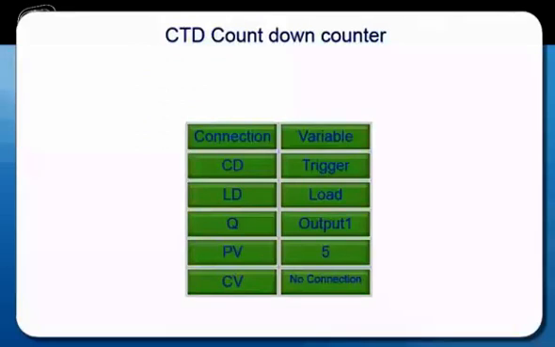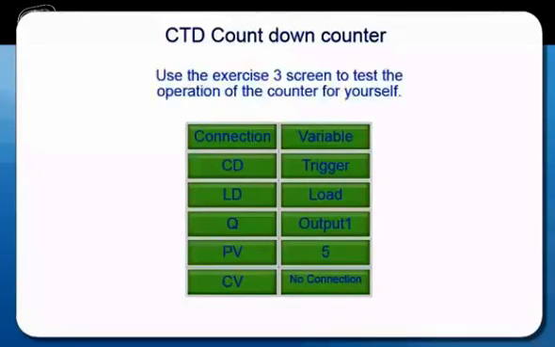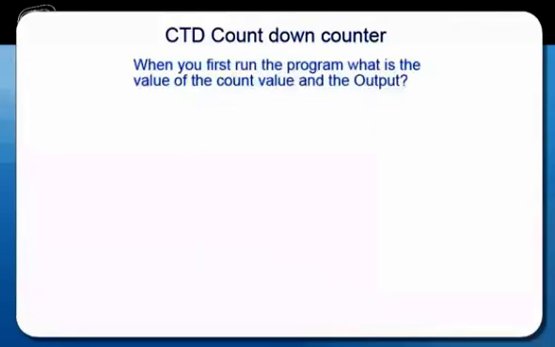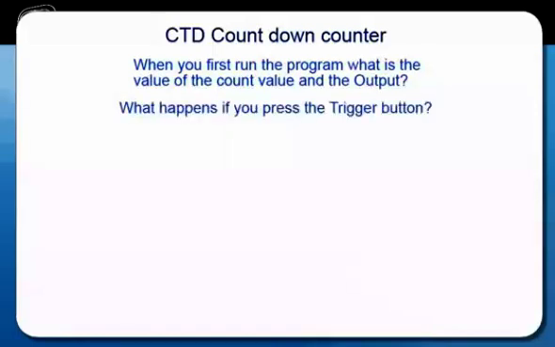Place a countdown counter on the screen with the connections as shown. Use the Exercise 3 screen to test the operation of the countdown function. When you first run the program, what is the value of the count value and the output? What happens if you press the trigger button?